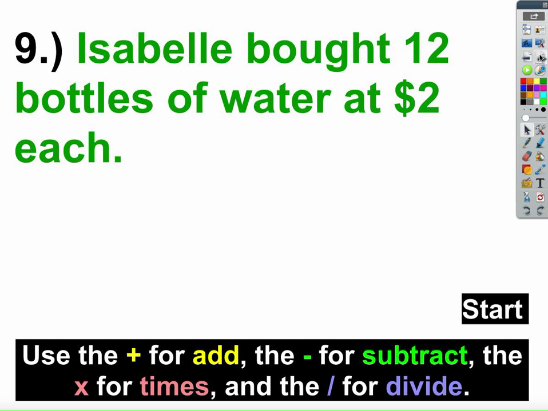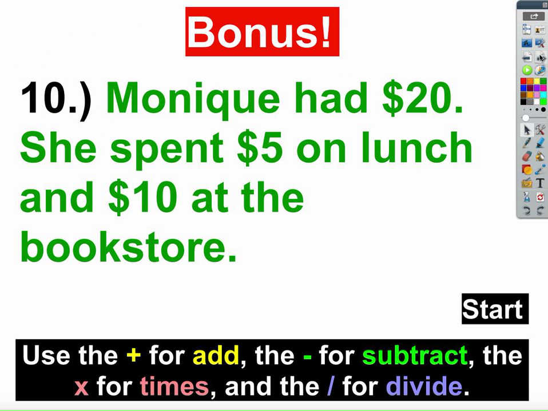We have one more here. Monique had $20. She spent $5 on lunch and $10 at the bookstore. There's a couple ways you could do this one. You could do the $20, and you're going to take away the $5 for lunch and then take away the $10 for the bookstore. So we could put parentheses around this part because that's going to be done first.